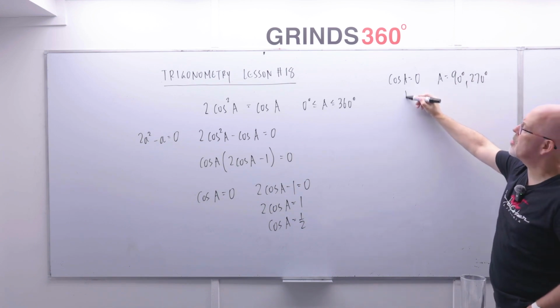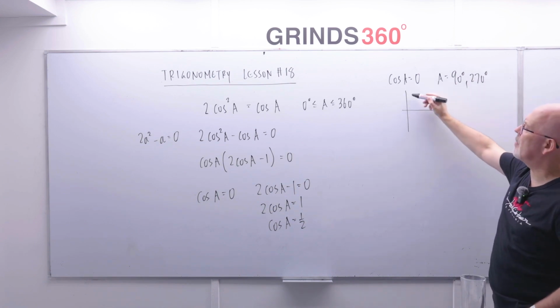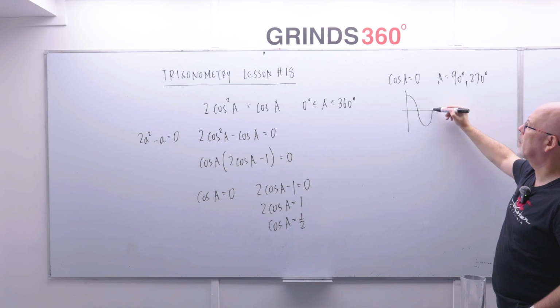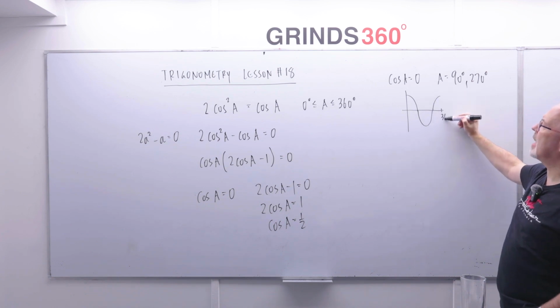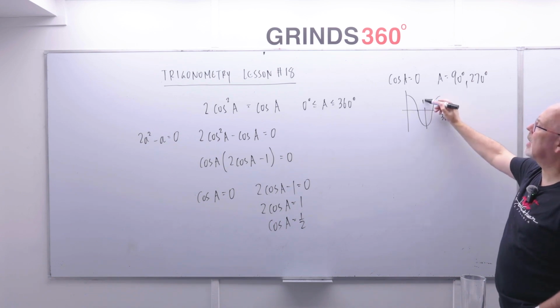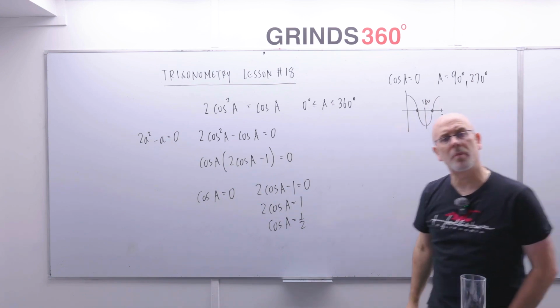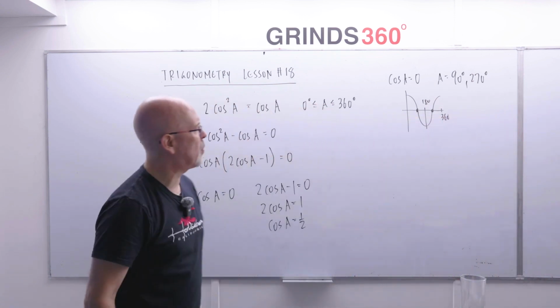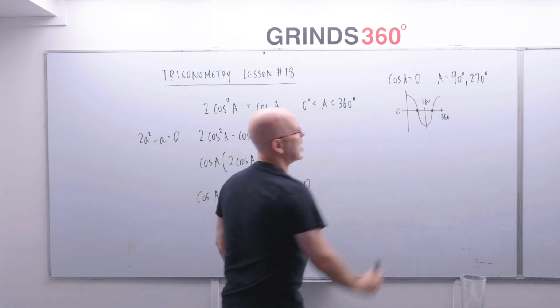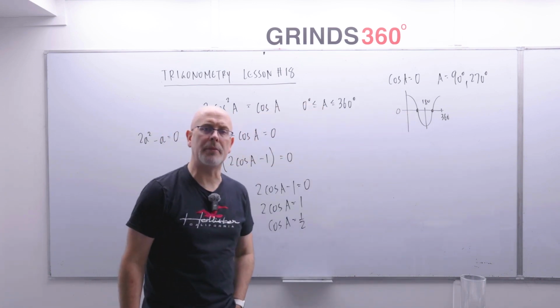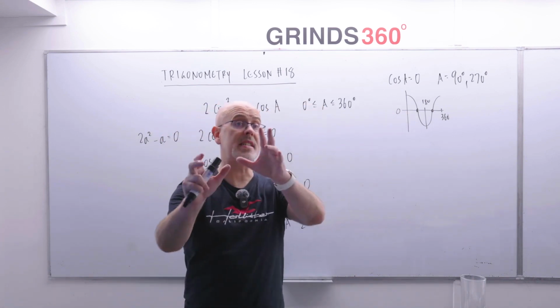Or remember, if you want to do that using the graph, remember the shape of the cosine graph, it's the one that looks like that. So that's 360 there. There's 180 in the middle. And there's 90 and there's 270. So the two numbers in the middle there are where the graph hits the x-axis, where you hit the 0. So you can do it using your graph or page 13 if you're dealing with ones and zeros.